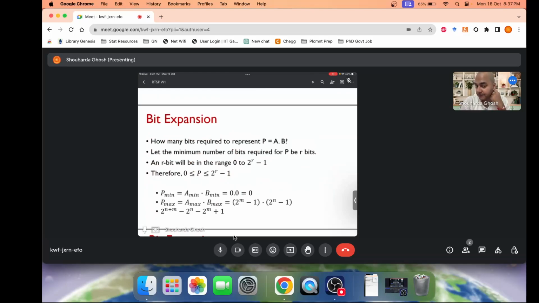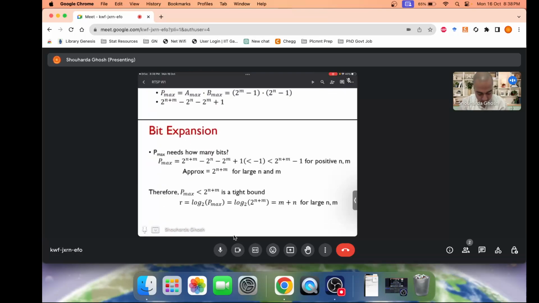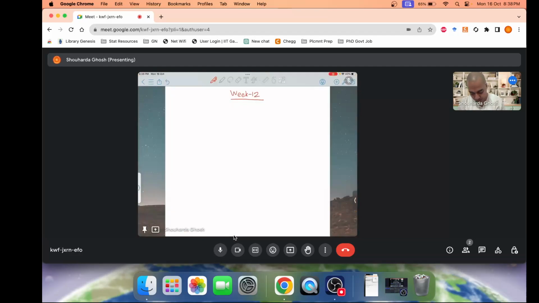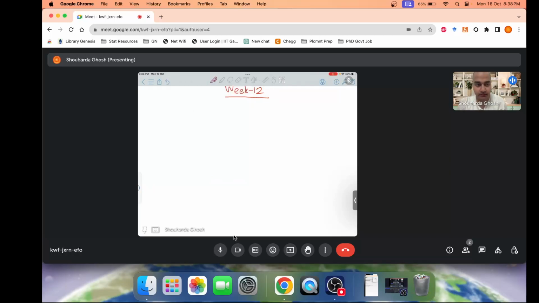So bit expansion, what does it mention? It assumes that the number of bits is R bits. An R bit number will range from 0 to 2 to the power R minus 1. Rather than doing it this way, let me go back. Okay, so let's review the number system. What were we talking about? We are talking about the number system.